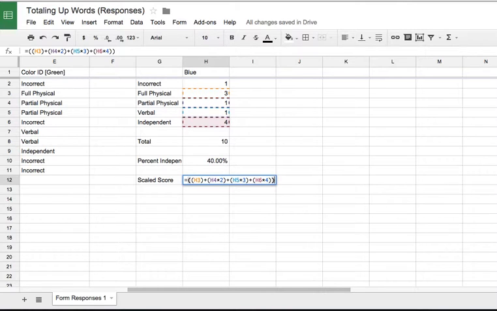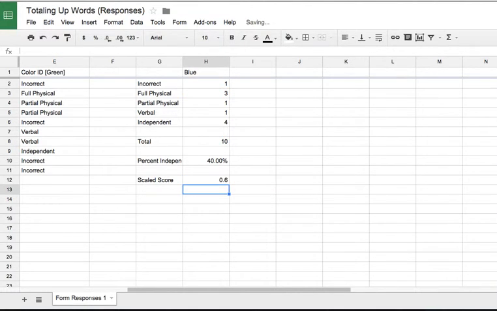You've got to remember your order of operations for this, your PEMDAS or whatever it was called. Now I'm going to divide that all by the total multiplied by 4, because that's the most you could possibly get. So in this case, I'm going to divide the whole thing by 40. That's my formula. It looks scary, but when you think it through, it kind of makes sense.